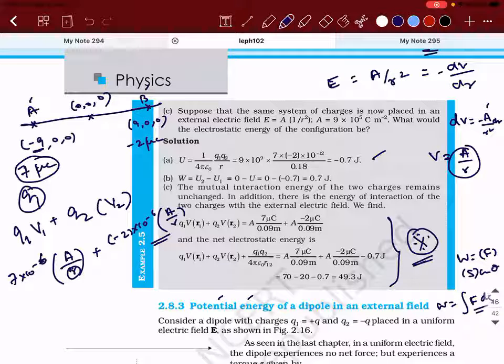Now, are you guys clear with work done, energy, and potential problems to some extent? Right?